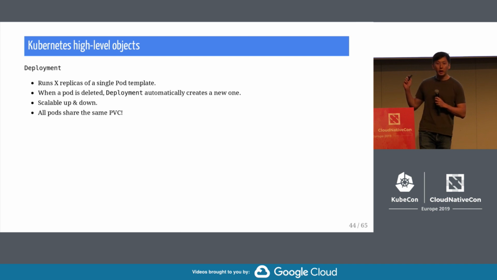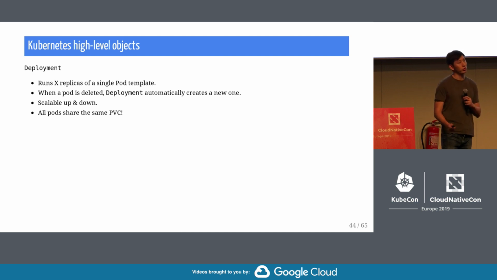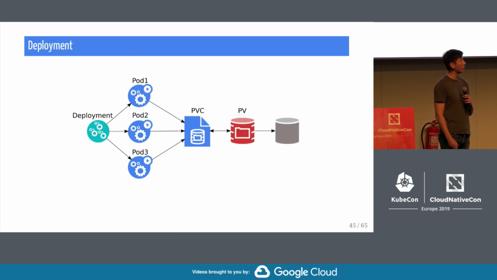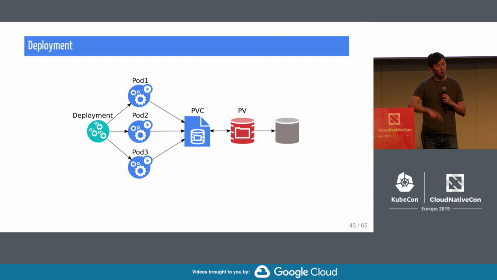But one of the big caveats with the deployment, for storage especially, is that all of the pods in your deployment share the same persistent volume claim. So this is what it ends up looking like. You have your deployment, which spawns multiple pods, but they all reference the same persistent volume claim. And as we know from the previous slides, that means that it will reference 1 persistent volume, which means we'll get 1 underlying storage, right?